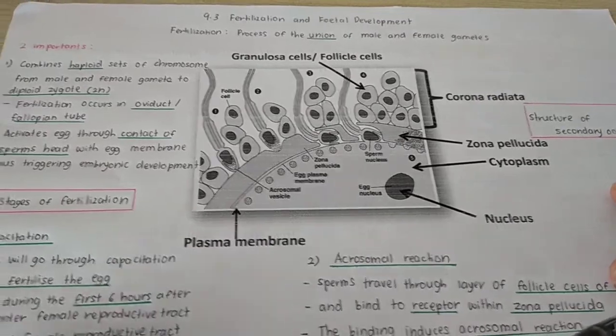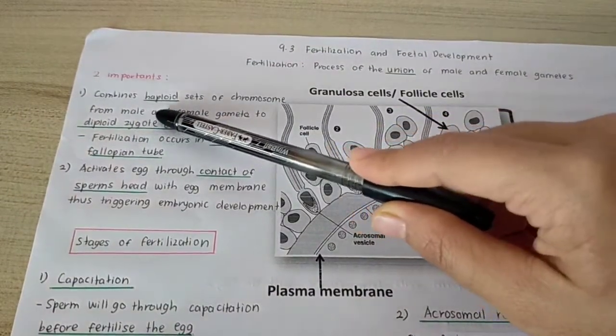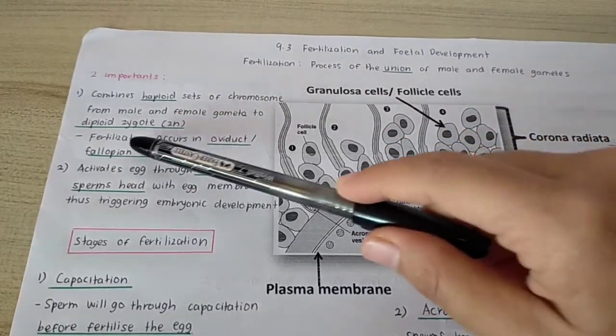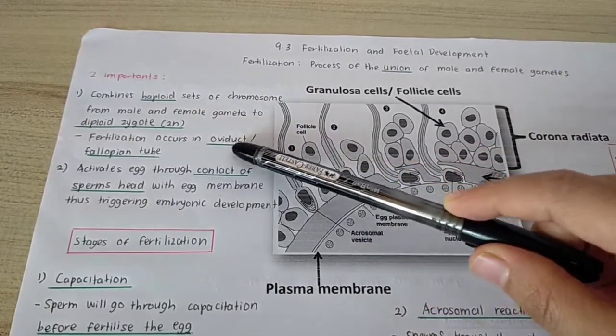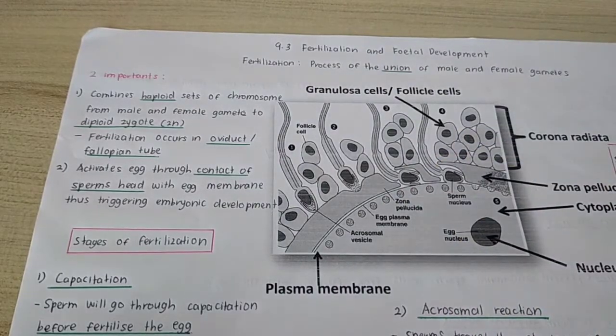In this process, there are two importance of the fertilization process. The first one, it will combine the haploid set of chromosomes from male and female gametes to form a diploid zygote. Fertilization occurs in the oviduct or fallopian tube. So why does fertilization occur in the oviduct or fallopian tube?